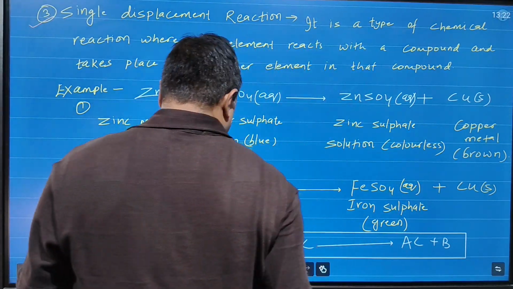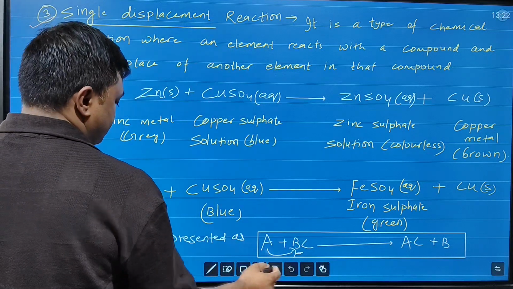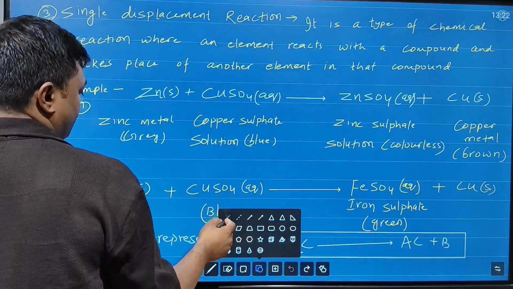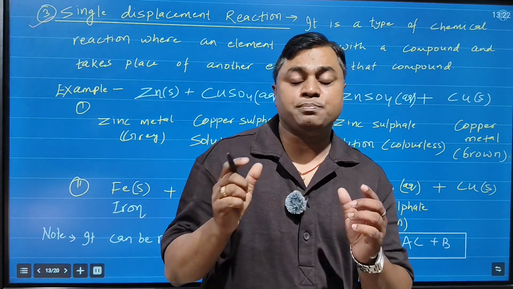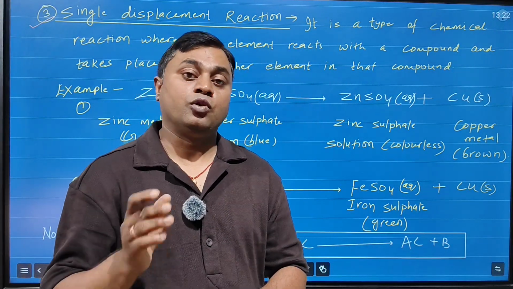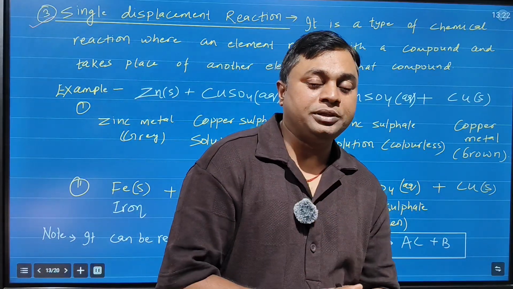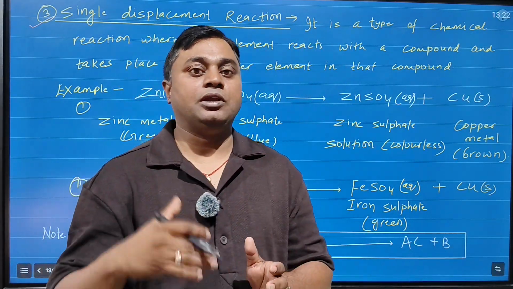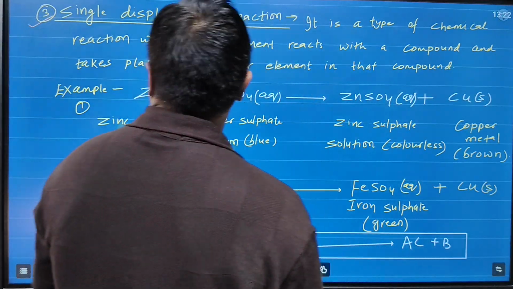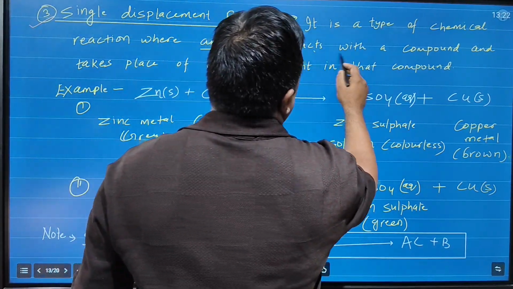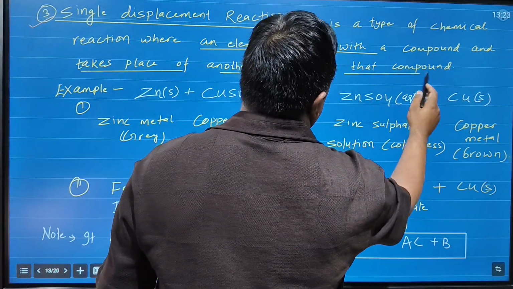Now, let's talk about single displacement reaction. It is a type of reaction in which a more reactive element displaces a less reactive element from its salt solution. So the condition should be there: generally, a more reactive element will displace a less reactive element. See the definition: it is a type of chemical reaction where an element reacts with a compound and takes the place of another element in that compound.